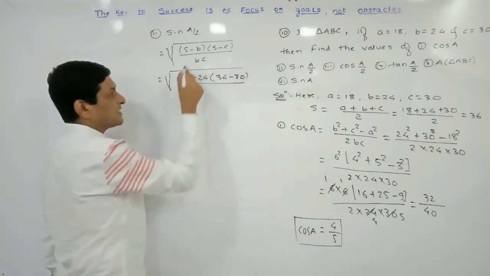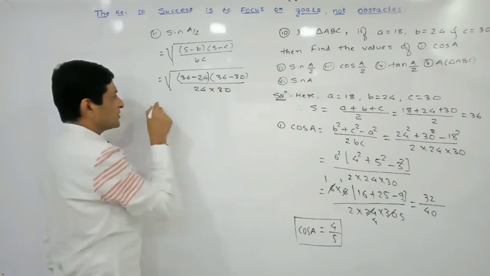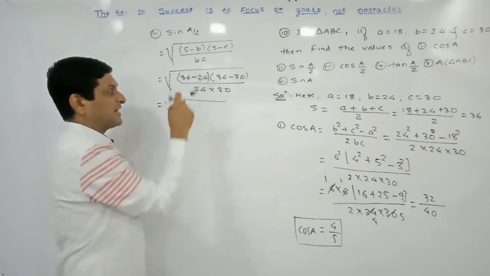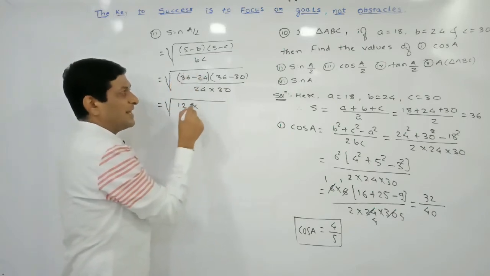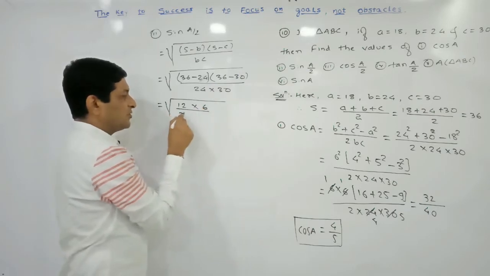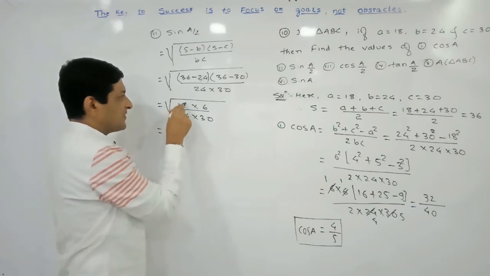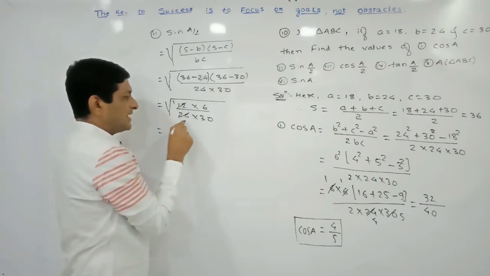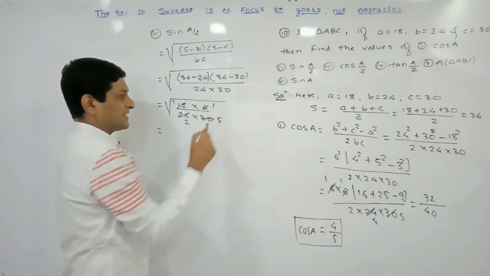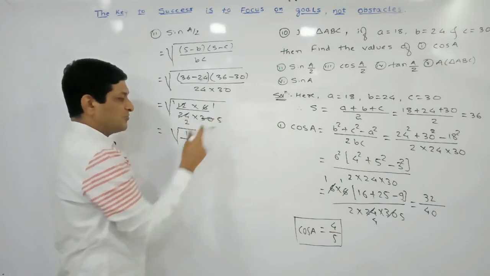In the denominator, replace B by its value 24 and C by its value 30. Check what we are getting in the numerator. 36 minus 24 will be equal to 12, and 36 minus 30 will be equal to 6. In the denominator, 24 into 30, keep it as it is. Let us simplify: 12 ones are 12 and 12 twos are 24. 6 ones are 6 and 6 fives are 30. So what we are getting in the numerator? 1, and in the denominator 2 fives are 10.